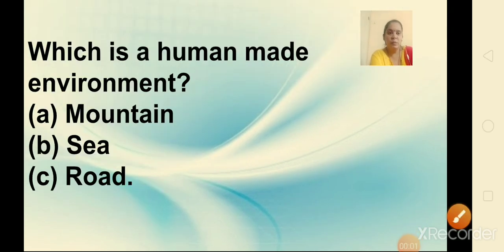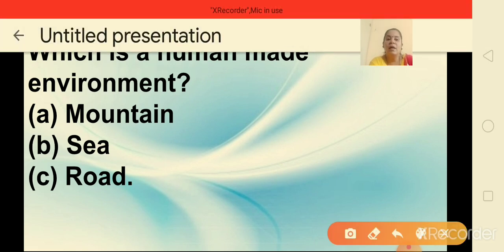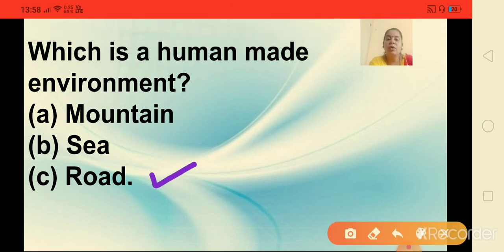Now the next question. Which is a human-made environment? What is a human-made environment? Something that is made by humans. Okay, an environment which is formed by humans. So what can be the answer? Is it mountain, sea or road? Yes children, the answer is road. Road is made by humans, isn't it? The concrete roads that we use are made by humans.